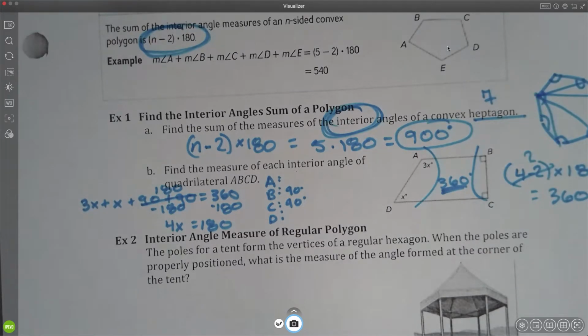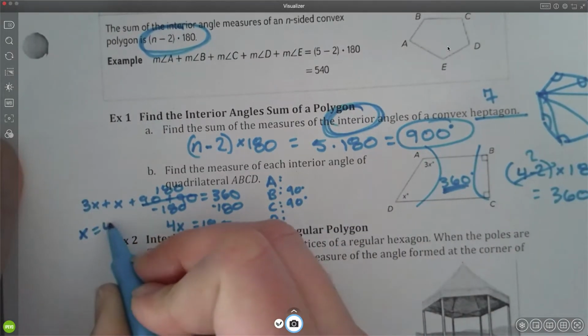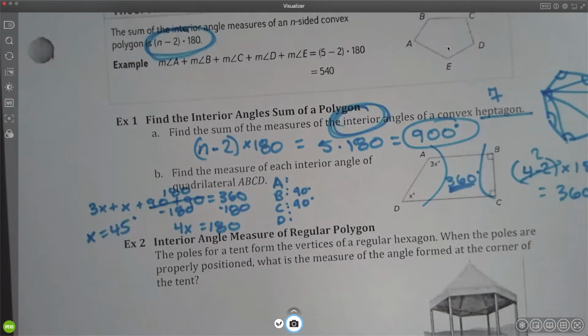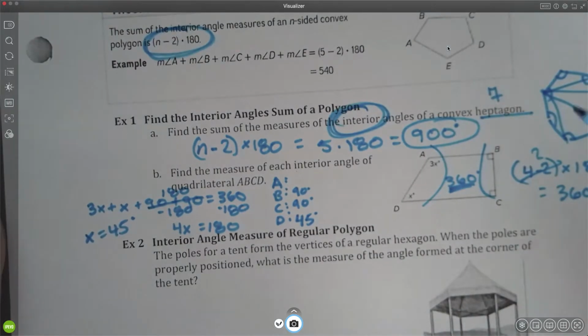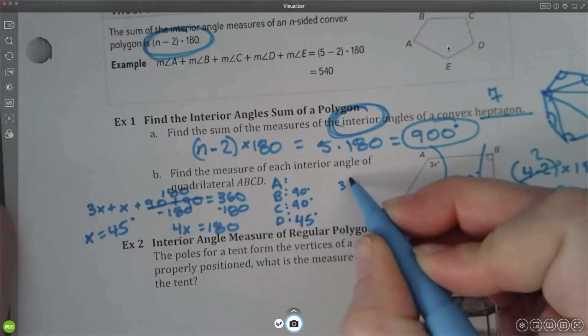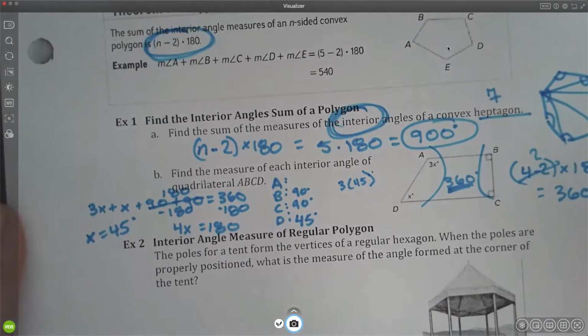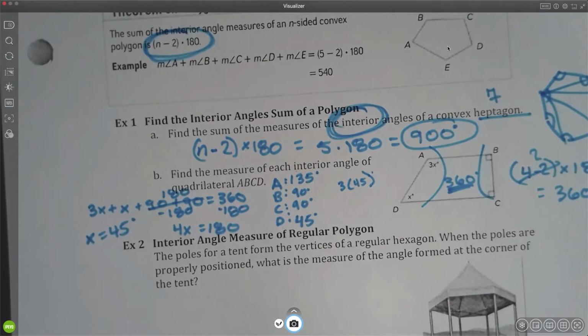X is 45. Okay, so that will tell me what angle D is. D is 45 because it's just x. And then if I take 3 times 45, that will give me angle A. 135.